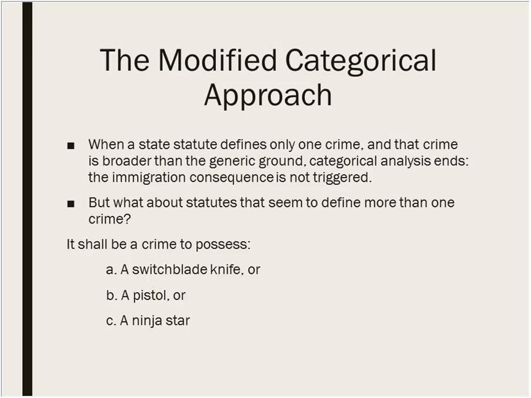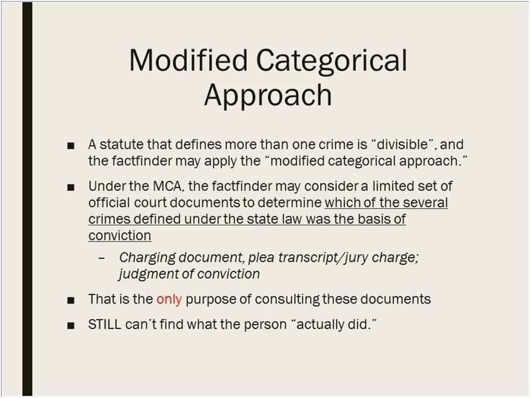So for example, what if your state statute says that it's a crime to possess a knife or a pistol or a ninja star? And that is not a joke. The New York weapons misdemeanor crime does criminalize a Kung Fu star. Does that offense actually define 3 different offenses? And if so, it triggers what we call the modified categorical approach.